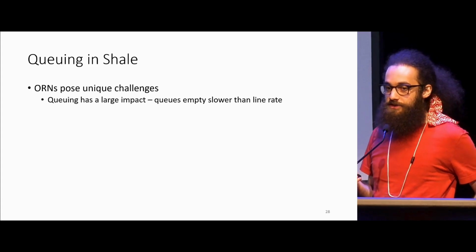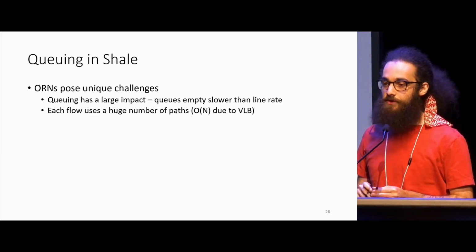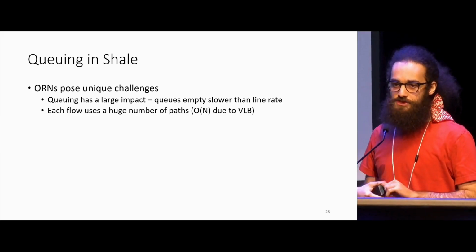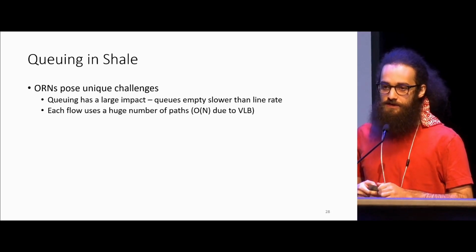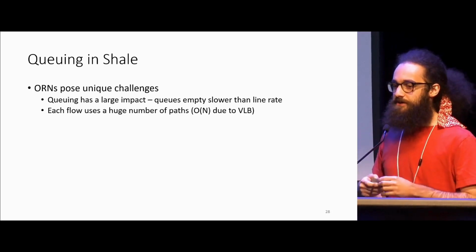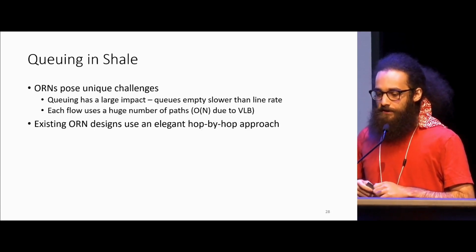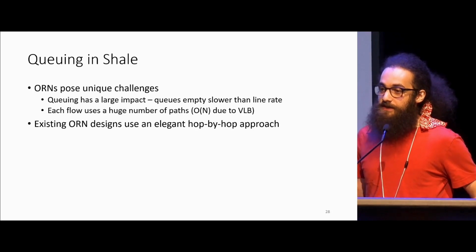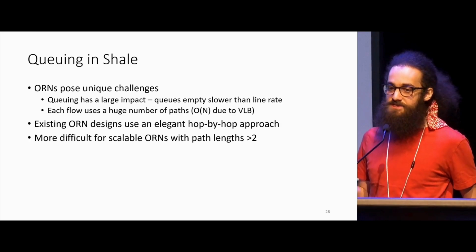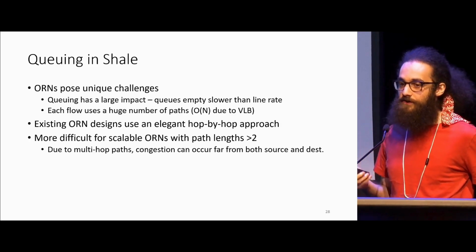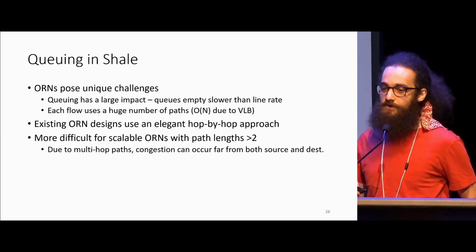An additional issue here is that we need to use a huge number of paths even within the same flow. In our previous theoretical work, we really showed that you need to use valiant load balancing here and do packet spraying. So that means that a lot of existing data center congestion control doesn't quite fit in this context. Existing ORN designs had a really elegant approach, but it was tied to their two hop paths. Shale has longer paths, which pose a difficulty because the congestion can occur far from both the source and the destination. So we need to take a different approach here for our congestion control.